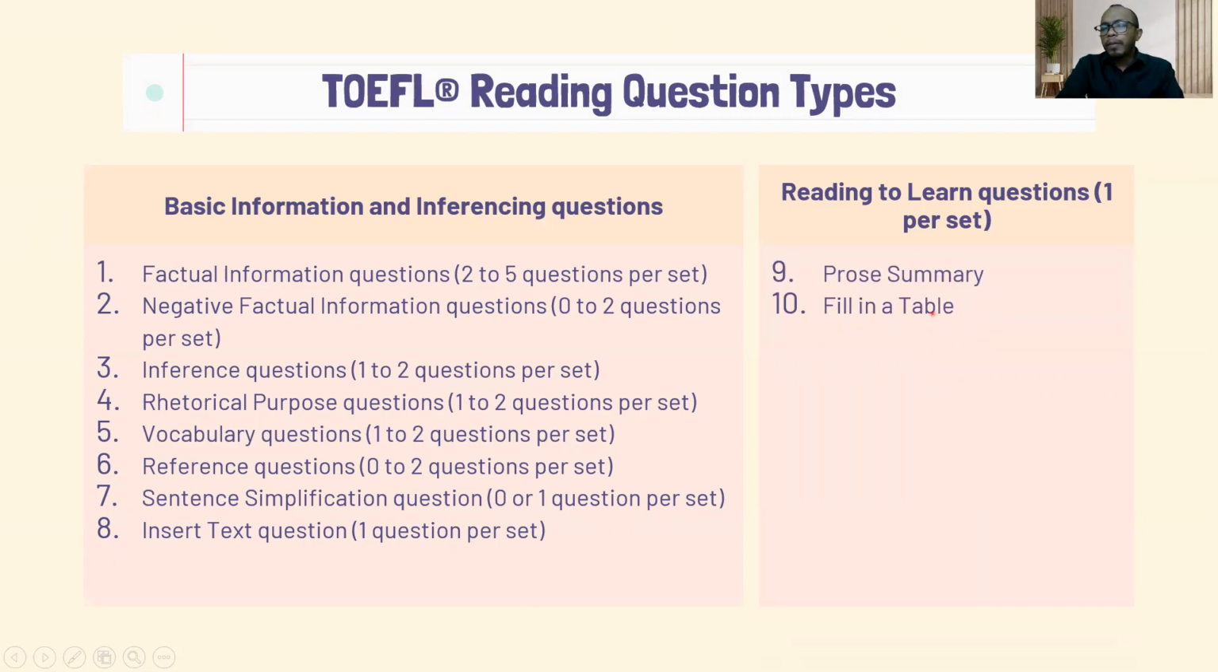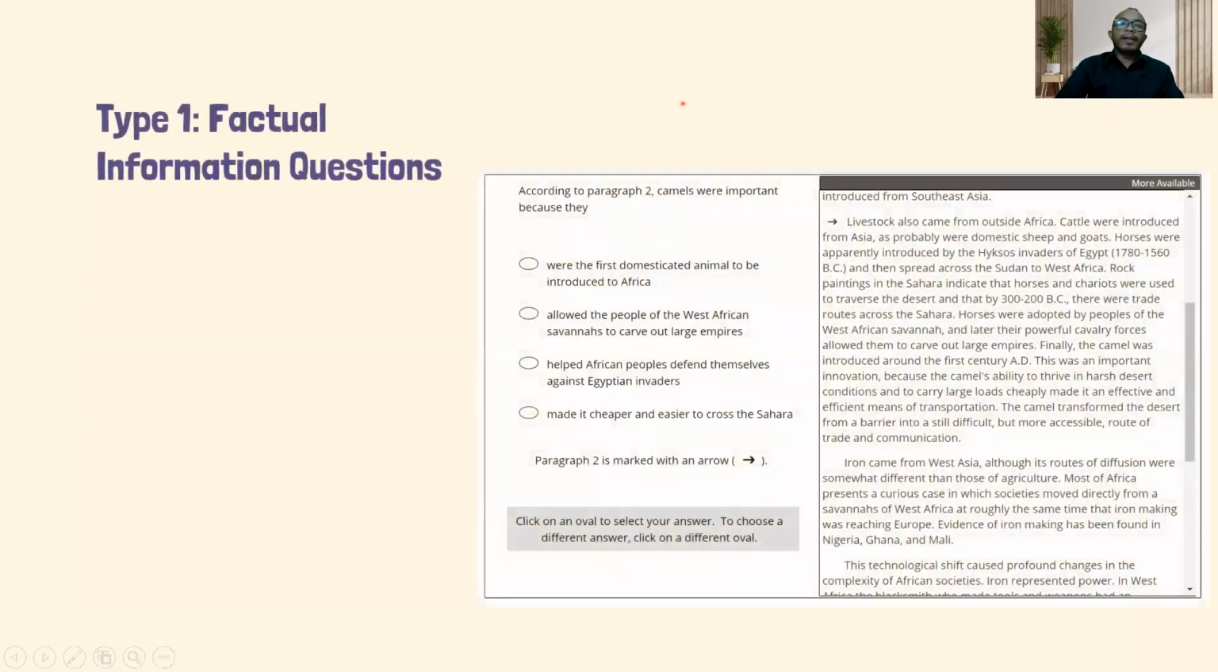And both of them will appear at least 1 per passage, but they are interchangeable. So if you get prose summary, you will not likely get the fill in a table question, and vice versa. If you get the prose summary, you won't get the fill in a table. All right, moving on. Now, let's take a more specific look at each of these types.